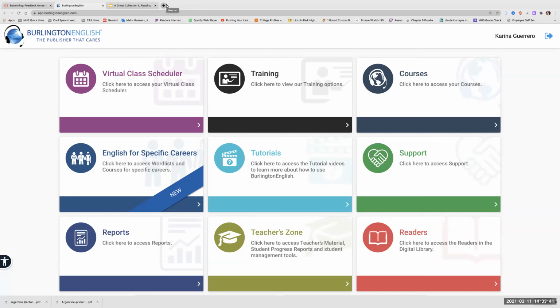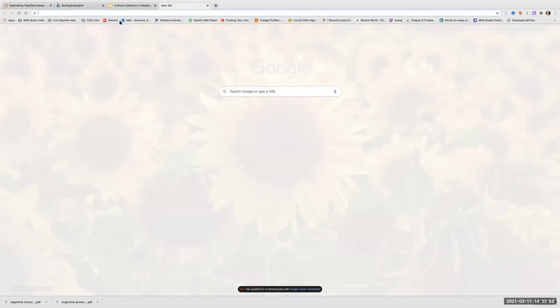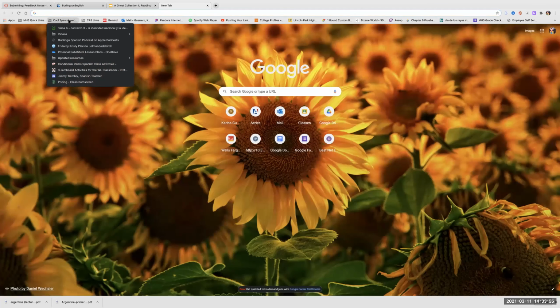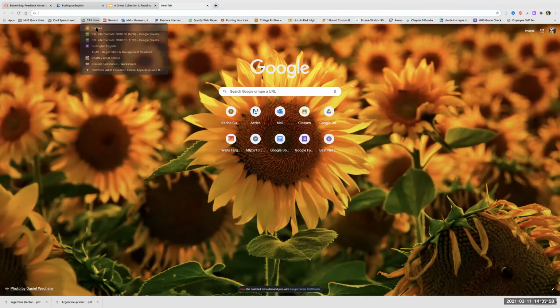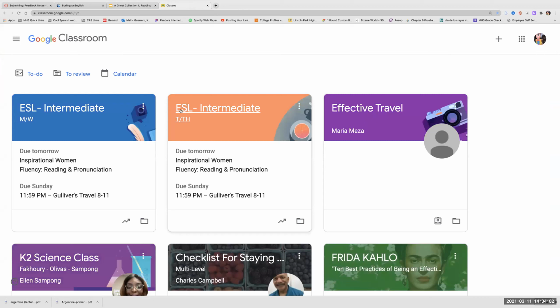The first thing we want to do is be able to locate our questions. Our questions are going to be titled Intermediate English, Burlington English Readers, Ghost Readings. How do we find this reading? We want to make sure that you go to a window. You want to make sure that you go to classes for Google Classroom, and you want to make sure that you click for ESL Intermediate T for Tuesday/Thursday.